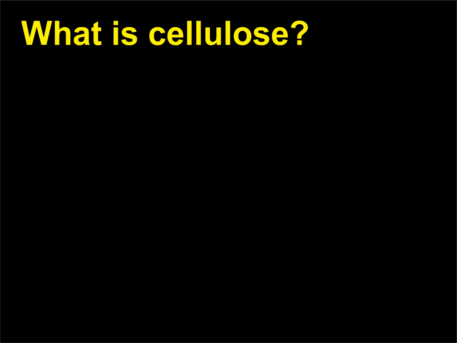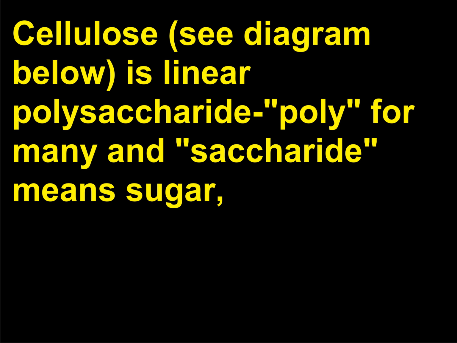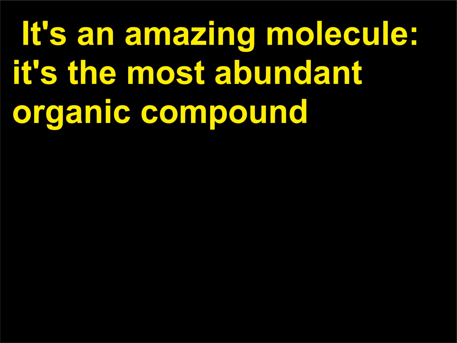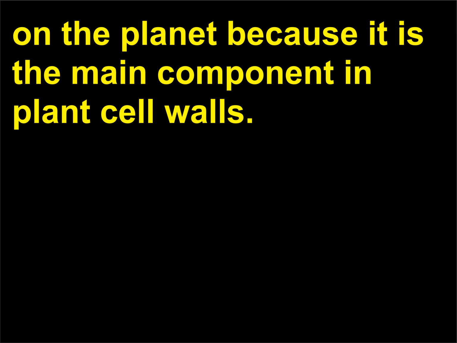What is cellulose? Cellulose, see diagram below, is a linear polysaccharide. Poly means many and saccharide means sugar. So cellulose is a chain of sugar molecules. It's an amazing molecule, it's the most abundant organic compound on the planet because it is the main component in plant cell walls.